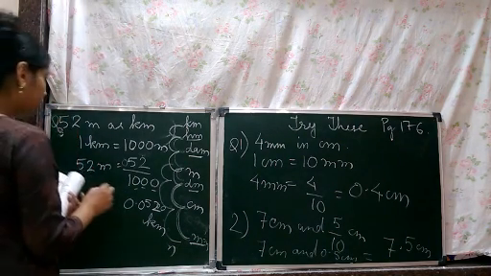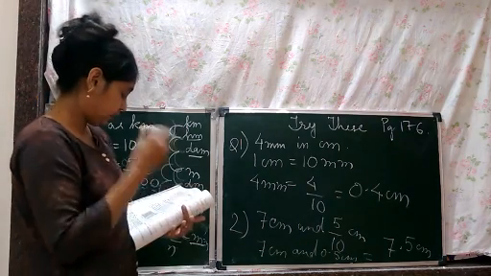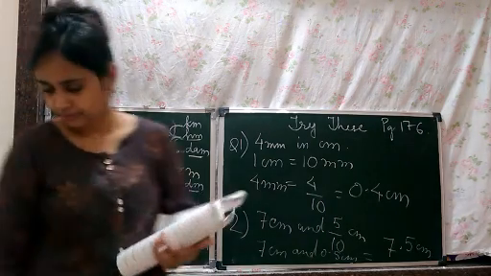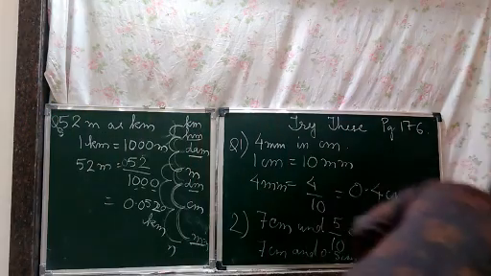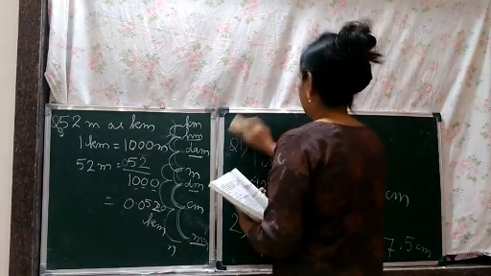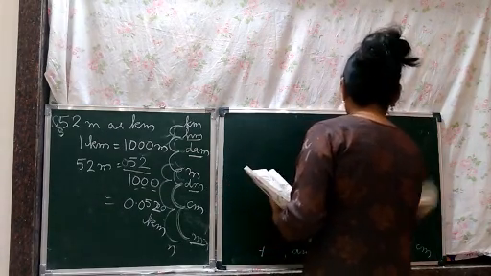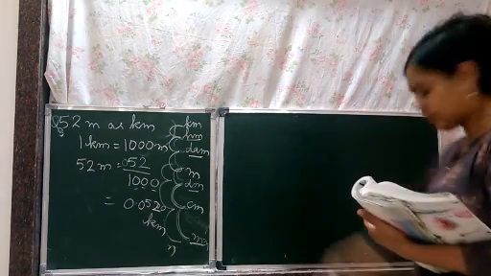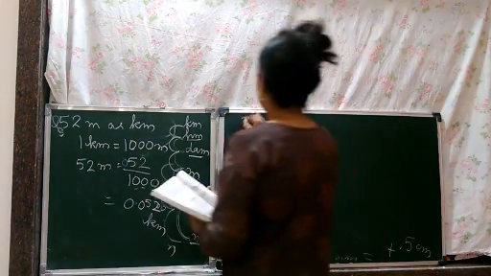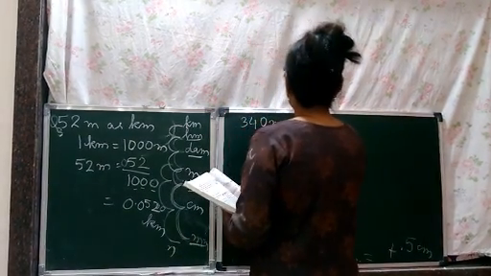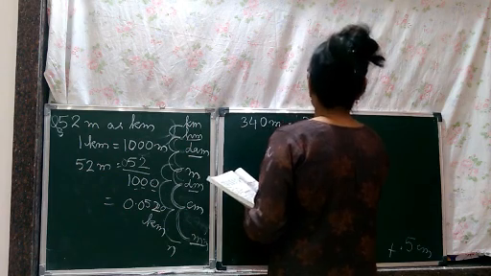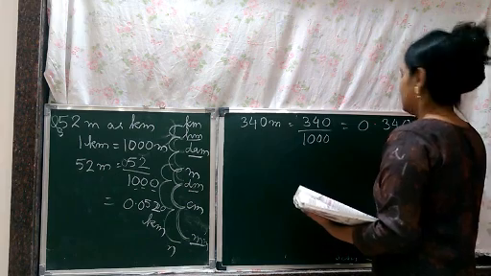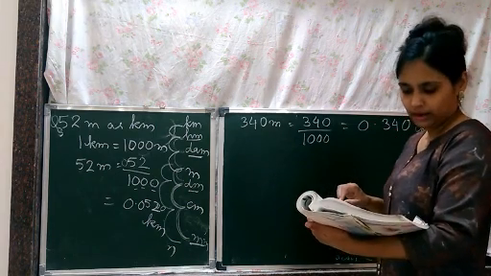So this completes the first part of question number 3, children. Now we do the second part. How will you write 340 meter as kilometers? Same way. 1 kilometer is equal to 1000 meters. So 340 meters will be 340 by 1000, which is equal to 0.340 kilometers.